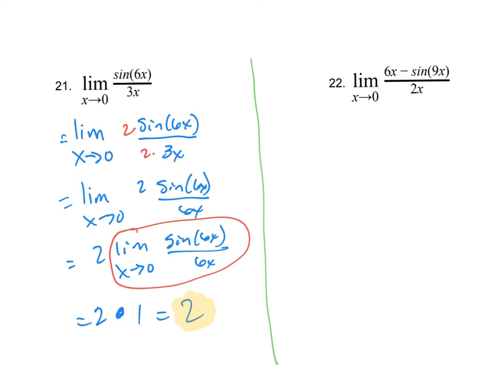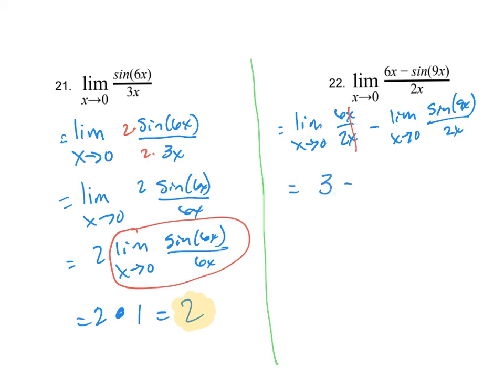For this one, because we have a fraction with a binomial in the numerator and a single term in the denominator, I'm going to recommend that we split this into two pieces. So this is going to be the limit as x approaches 0 of 6x over 2x minus the limit as x approaches 0 of sine 9x over 2x. And then let's just work on this left side real quick. The x's are going to cancel, and this limit is just 3. 6 over 2 is 3. So I've got this one done.